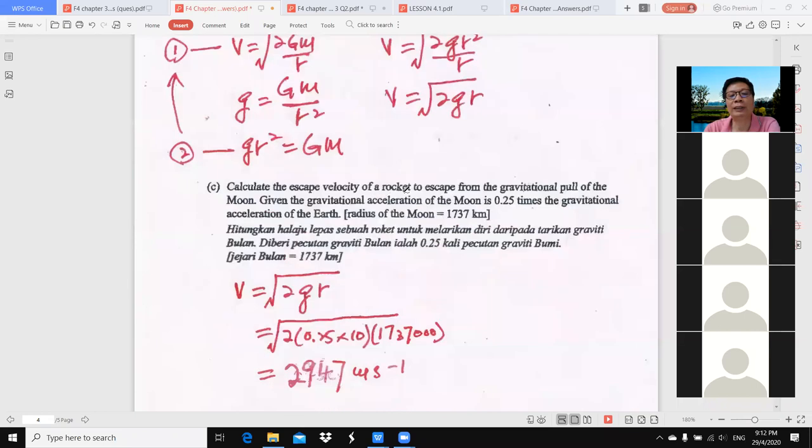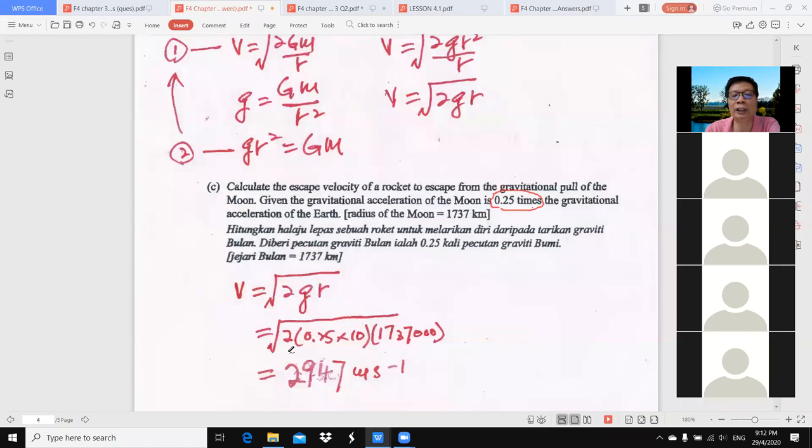Calculate the escape velocity of a rocket to escape from the gravitational pull of the moon. From the moon, not from the Earth. Now it's on top of the moon. You want to escape from the moon. Given that the gravitational acceleration of the moon is smaller, 0.25 times the gravity of Earth. On Earth here it is 10, so on the moon it is only 0.25 times the gravity here. The radius of the moon is 1737 kilometers.